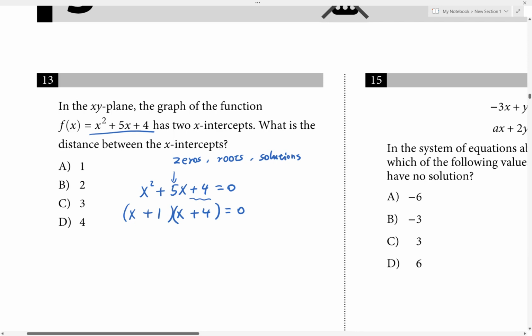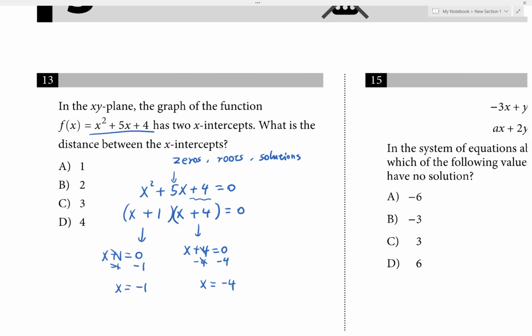Okay, so once we have this factored, we can solve for the distance between the x-intercepts. Well, we have to solve for the two x values. So to solve for x, we set each factor equal to 0 and solve. So let's say x plus 1 equals 0, and then x plus 4 equals 0. To solve for x, we do minus 1 on both sides. x equals -1, that's one solution. And the other one, we do minus 4 on both sides. x equals -4, that's another solution. So that's our two solutions.